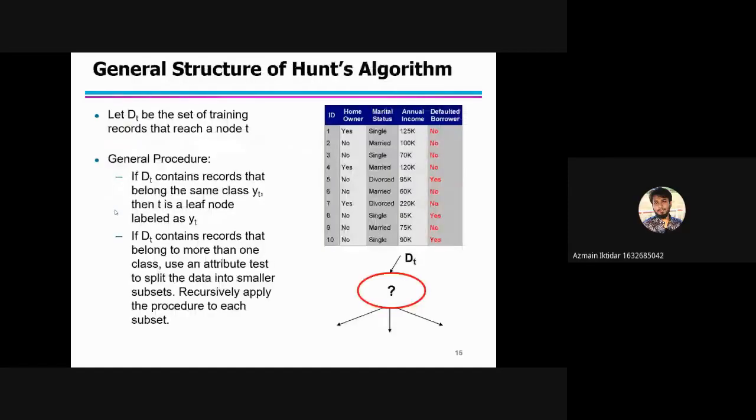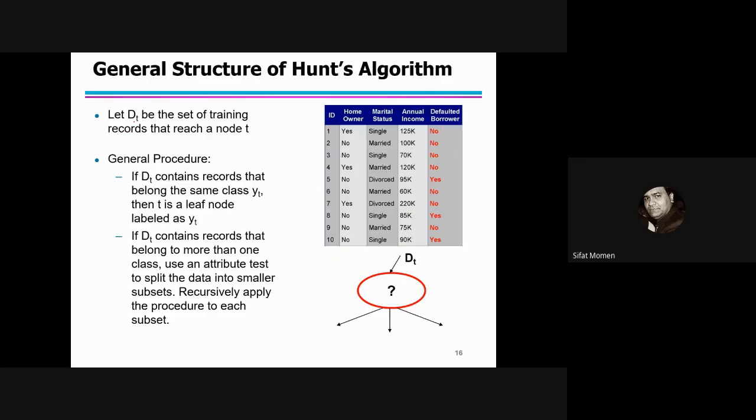Yes. Now let's look at Hunt's algorithm, and we want to see how to use this Hunt's algorithm to build a decision tree. Okay. So here's the thing that we're going to do. The general idea is this. Okay. So you've got a training set. Okay.